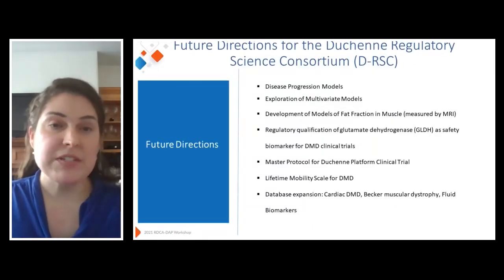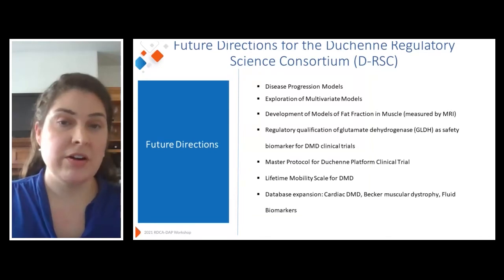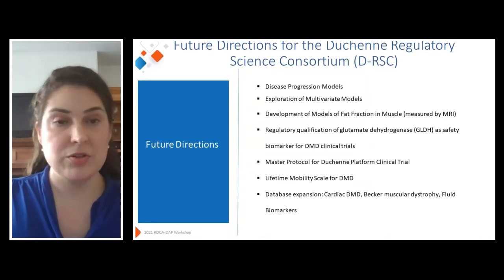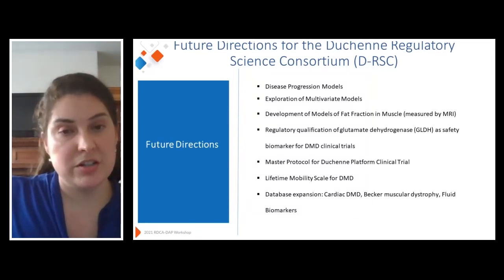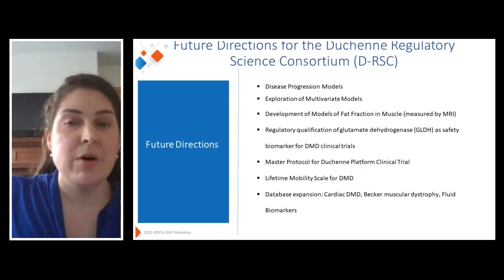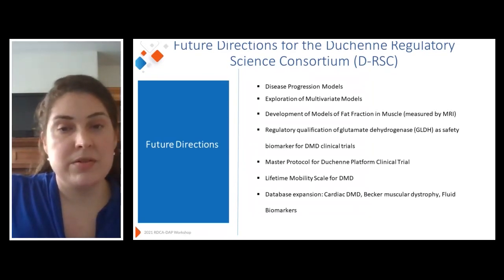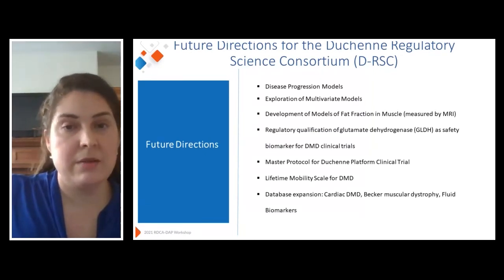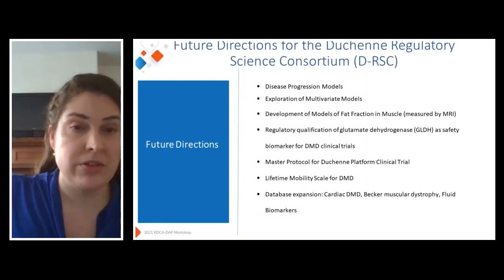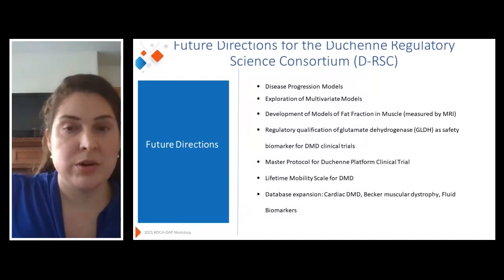So just want to wrap up with some future directions for the D-RSC consortium. I mentioned the clinical trial simulation tool. We are continuing also to develop additional disease progression models and to explore other multivariate models. All of these, of course, require integrated data sets. We're working on developing models of fat fraction in muscle as imaged by MRI. This is a different clinical trial simulation model that is under development. We, of course, are working to get those through the regulatory pathways.